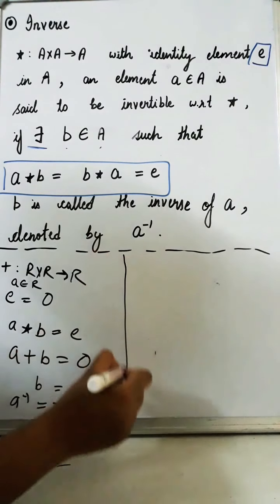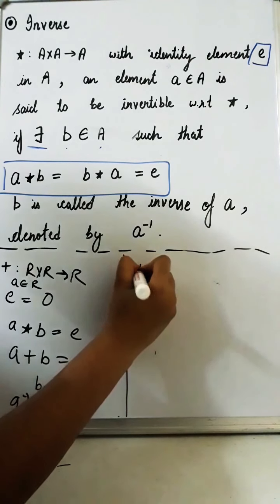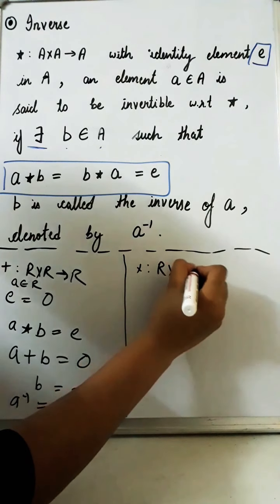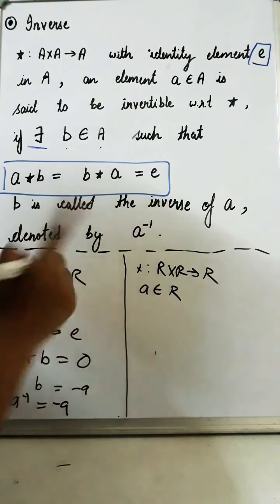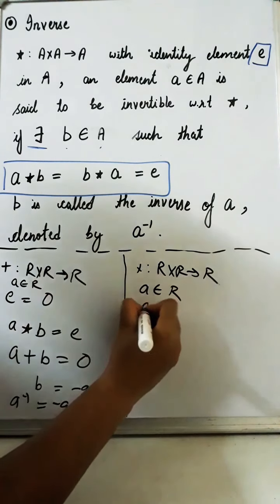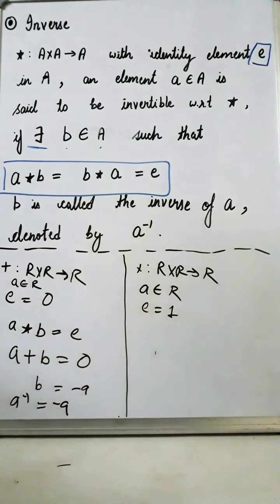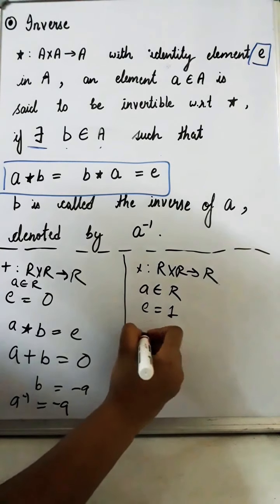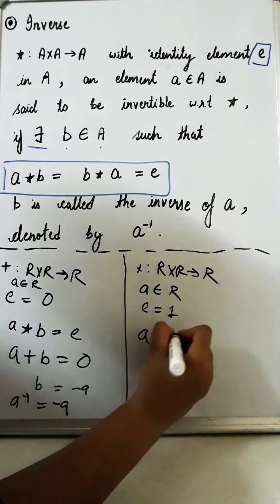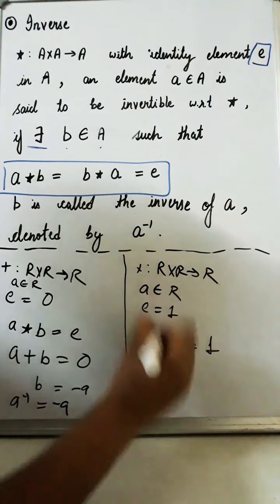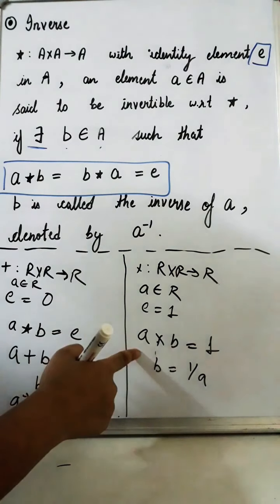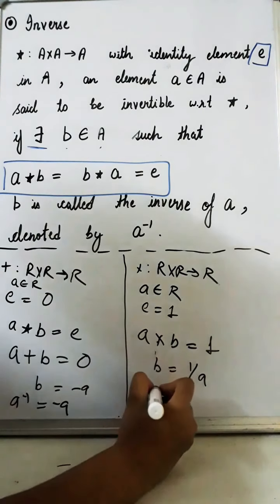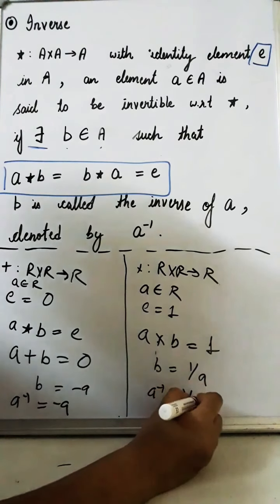You know multiplication is also a binary operation on the real number set. Now if you have to find the inverse of A, suppose for any A belonging to R, your identity of multiplication is 1, as we learned in the last concept of identity. Now A into B is equal to 1, identity is 1. So what is your B going to be? B is 1 upon A. So the inverse of A under the binary operation multiplication is 1 upon A. Alright, so this is how you find the inverse.